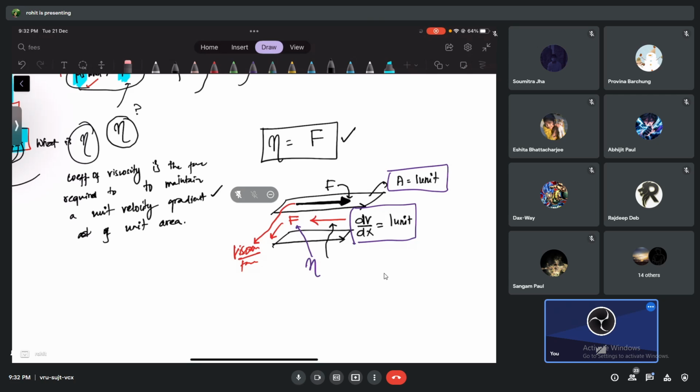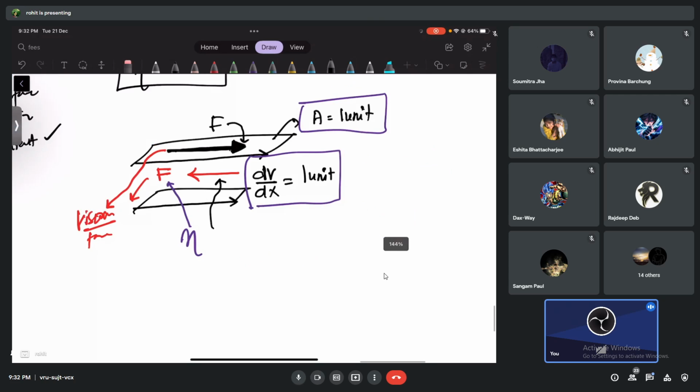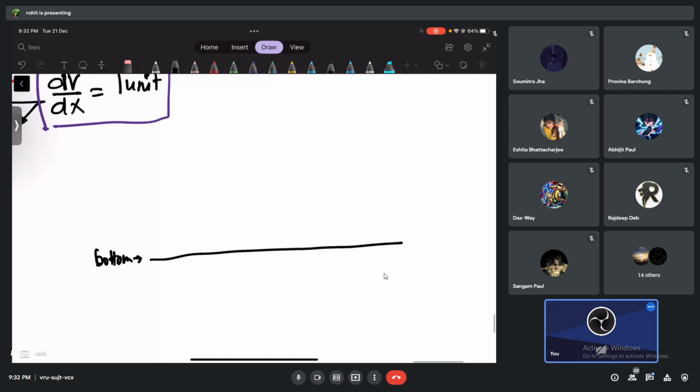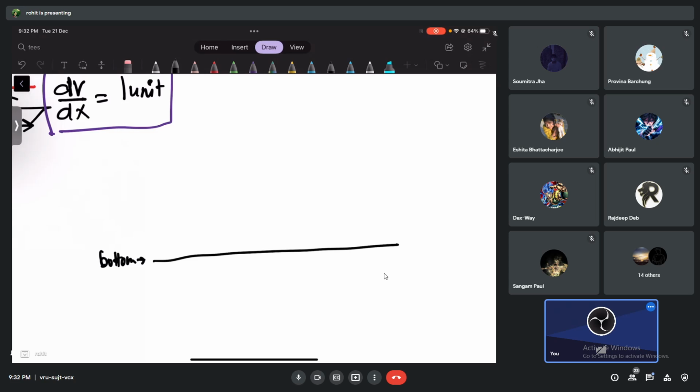Okay, so sorry. Okay, guys, you did not understand this one. Say, imagine the bottommost layer. This is the bottommost layer. Just give me one try with this one. Please tell me, guys, what is the speed of this layer? Speed, velocity, how much? 0.